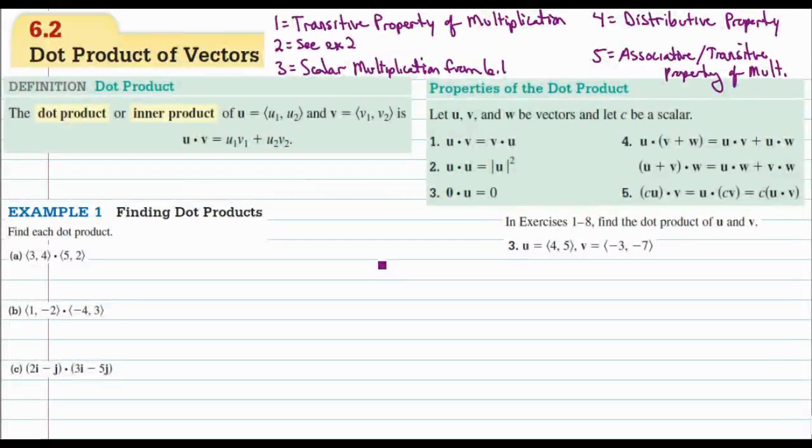This is the screencast for section 6.2, example 1, the dot product of vectors. Well, a dot product or inner product of two vectors is when you take their x-coordinates and multiply, and then add their y-coordinates multiplied. Now in future examples we will show you all kinds of uses for the dot product, but right now let's just work with it. There are some properties of the dot product that you should know.